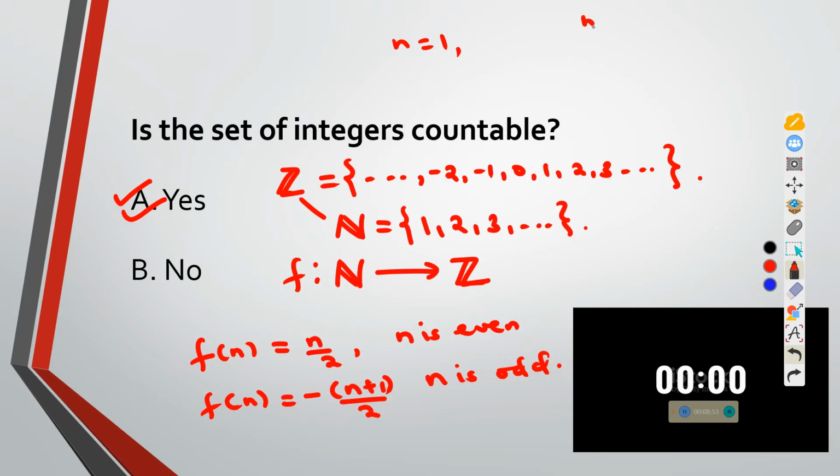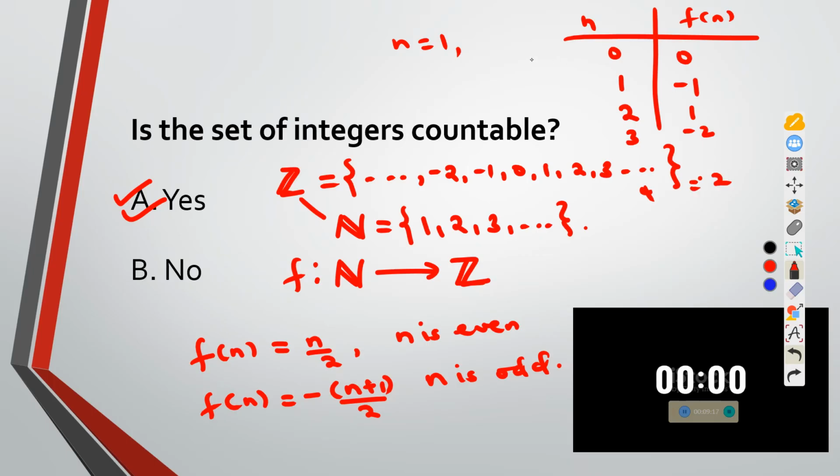So in other words, if you have n here and you have your f of n, if n is 0, this will also be 0. If n is 1, this one will be negative 1. If n is 2, this will be positive 1. If n is 3, this will be minus 2. If n is 4, this will be 2. So you realize you'll be able to get this set here because you will have 0, negative 1, 1, negative 2, 2. So you realize you are able to get a function which maps n to z.